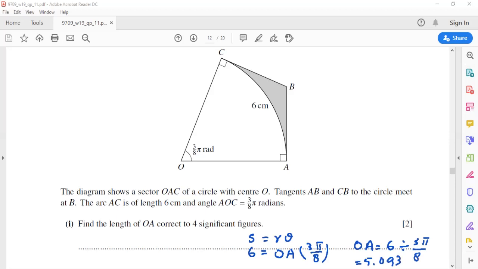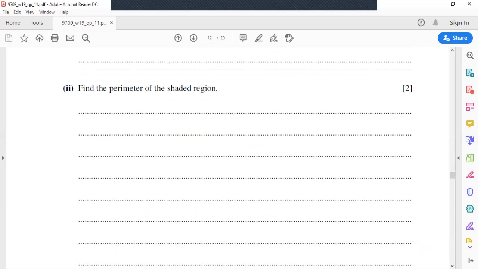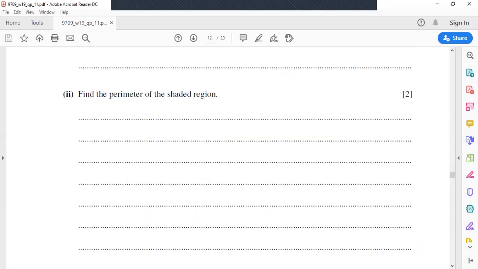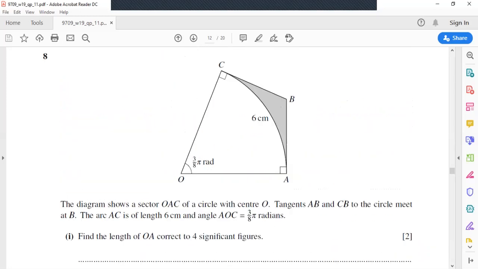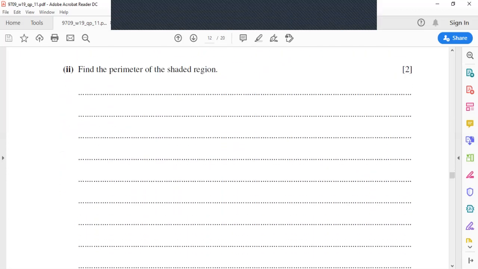Now let's go for the next part, and it says, find the perimeter of the shaded region. For the perimeter of the shaded region, we need the value of AB, we need the value of BC, and we already have the value of AC, the circular one, which is 6. So for finding AB, let's divide this, and this is a right-angled triangle, and we can use tan to find out the value of AB.